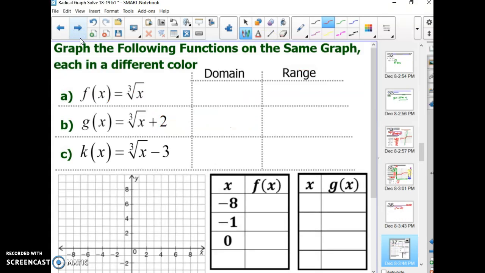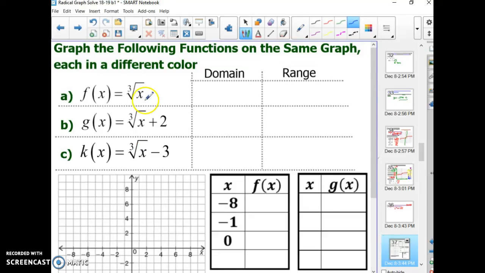So this is what we're going to do. Your table in your notes has 1, 2, 3, 4, 5. So we're doing transformations on a parent function, which is this right here. I have a +2 and a -3. How do you think that's going to affect these graphs? I'm hoping you are saying something like going up and going down, because the +2 is going to make the graph go up, the -3 is going to make the graph go down.